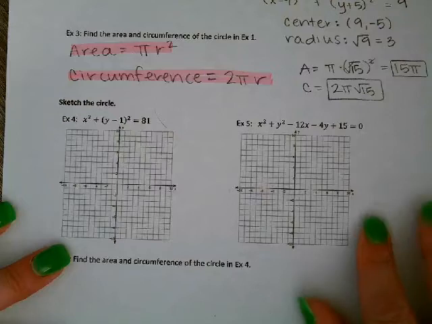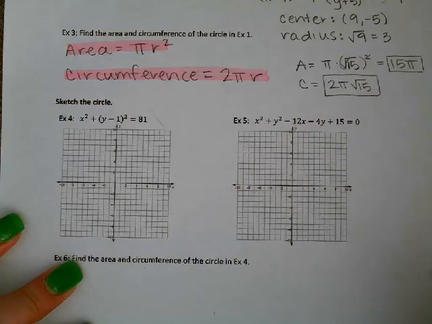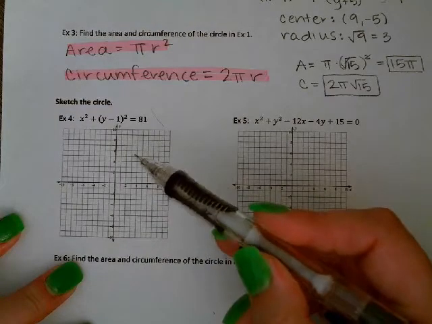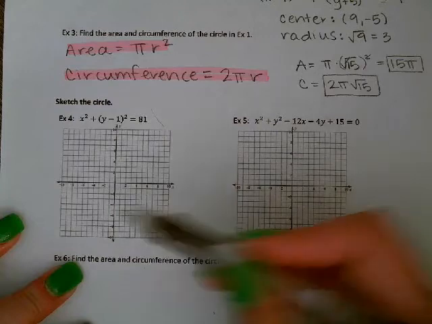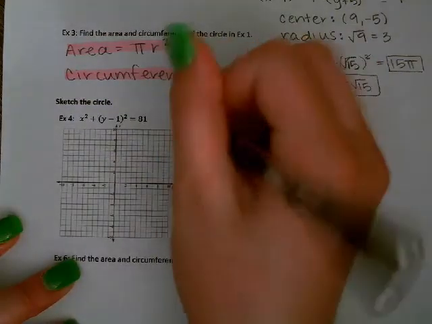So to sketch the circle, the first thing you're going to do is draw the center. And then from the center, you're going to take the radius and you're going to go up the amount of the radius, down the amount of the radius, right the amount of the radius, and left the amount of the radius. So that means we have to know what the center is, we have to know what the radius is.